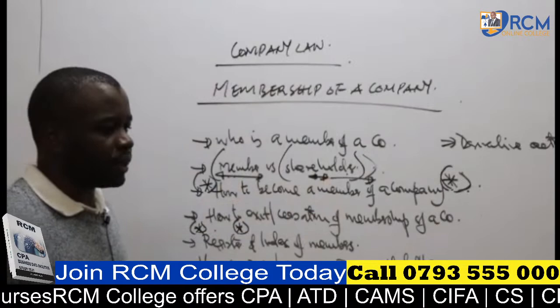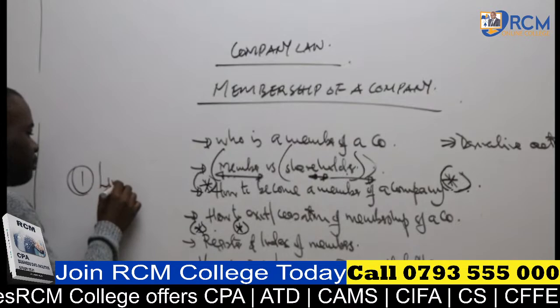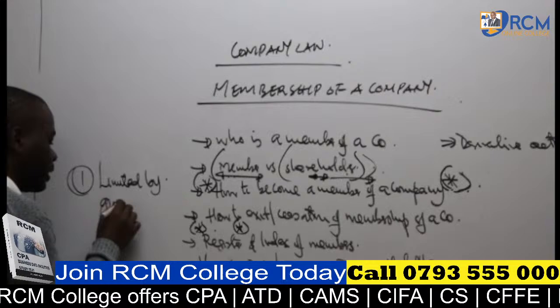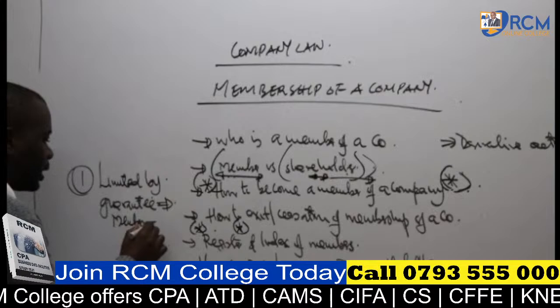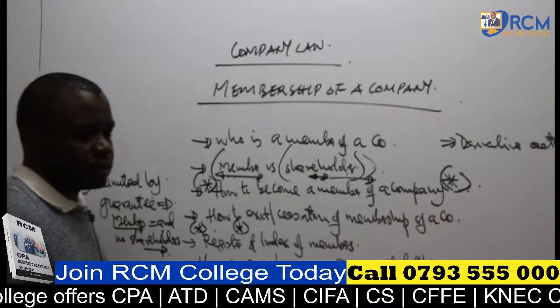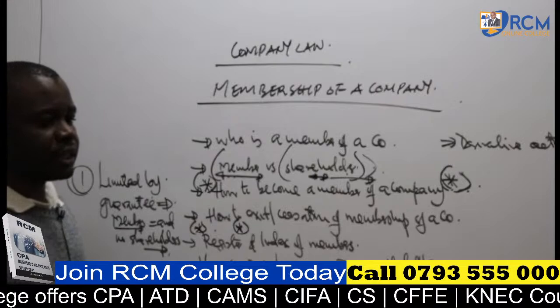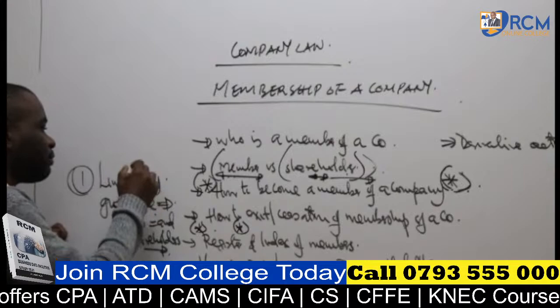The first instance that we can mention is, for example, a company that is limited by guarantee. In this type of company, we have only members and no shareholders. So once I mention this, you must be able to remember the definition we looked at under types of companies, under nature and classification of companies. You can have a limited company either by shares, or you can have a limited company by guarantee.